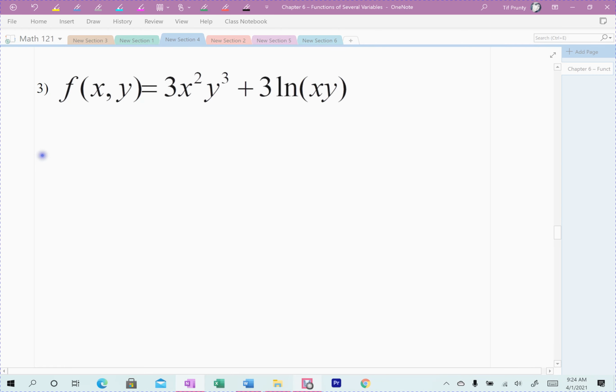Alright, so we take the derivative with respect to x. And again, both parts have x's in them, so I have to take the derivative of both. But remember, it's the x part that I'm looking at.